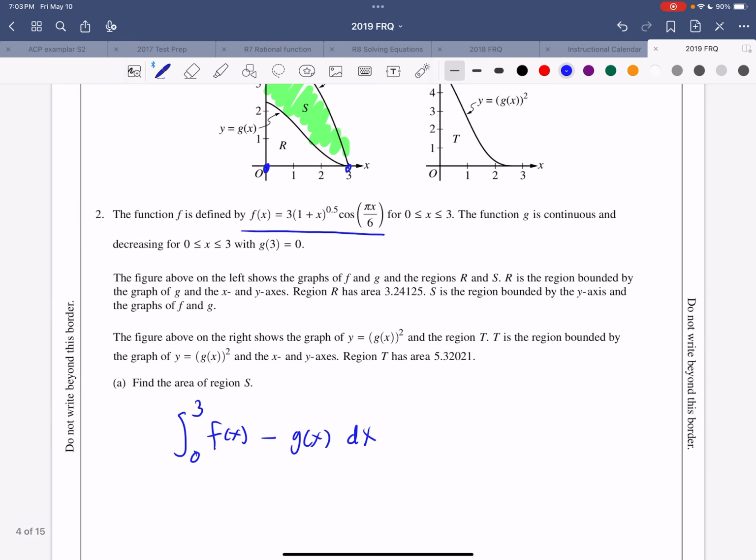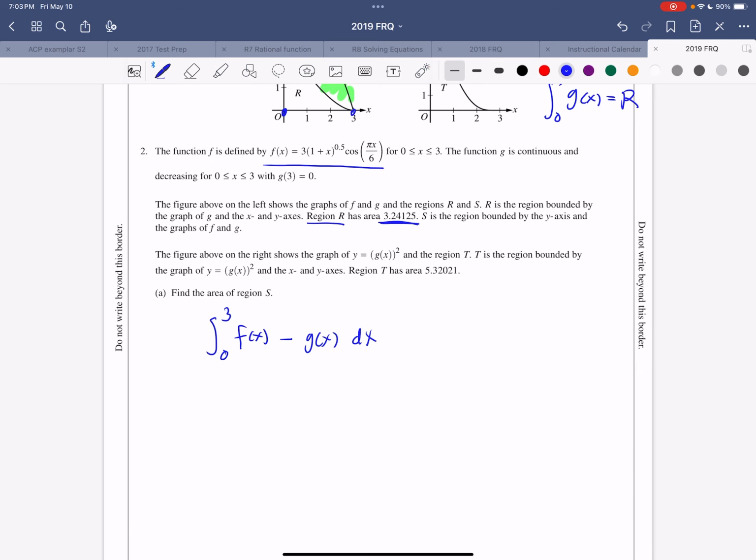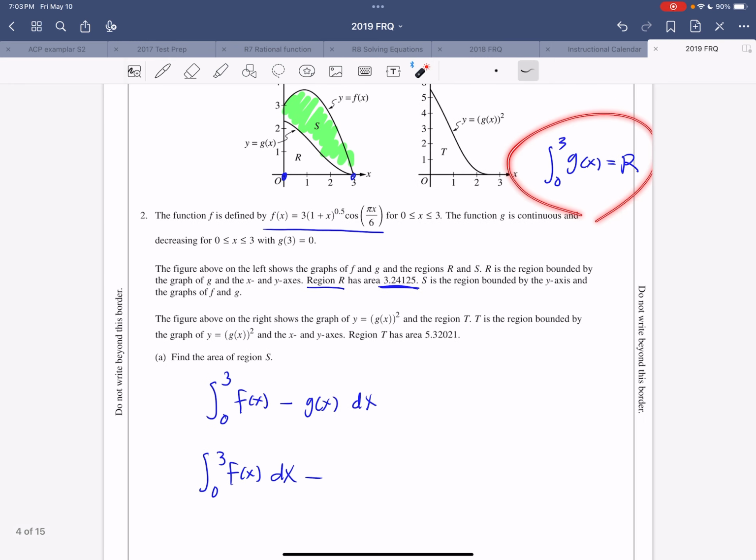Now, do you see it says region R has the area of this one? Now, g of x is the region R. Do you see this area? This one is the area under this curve, right? So this one is the same thing as R. So what I can do is I'm gonna do integral from 0 to 3 of f of x minus, oh, I forgot about dx. So just in case you don't know what I'm doing, I can write it like this. I can separate this one too.